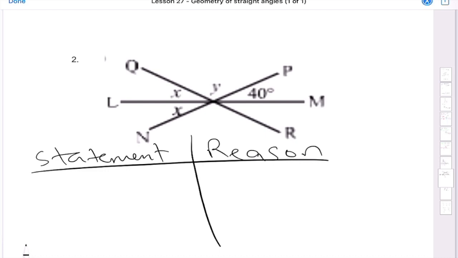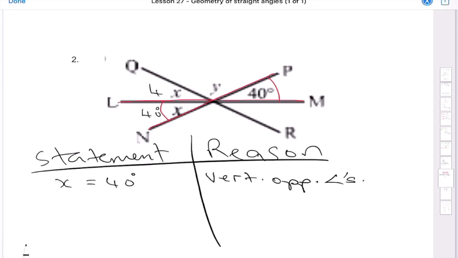Let's start with X. Do you notice that X and 40 degrees are vertically opposite? If you highlight that line there and you highlight this line, just focus on the red lines. Now, this angle and that angle are vertically opposite to each other. And then you will remember that vertically opposite angles are equal. So all you need to say is X is equal to 40 degrees. Then your reason is because these are vertically opposite angles. We now know that X is equal to 40, so we can put 40 there. We can even put 40 there.